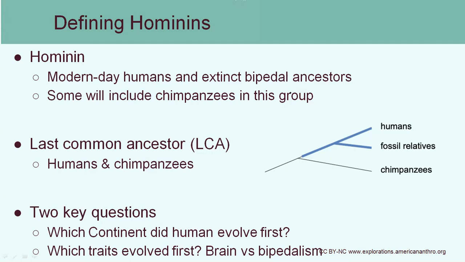Chimpanzees would be the only living examples of a member that could be in this group, because the next closest relative, the gorilla, is definitely still a knuckle walker and would not be considered a hominin.